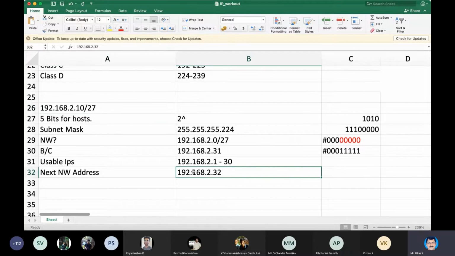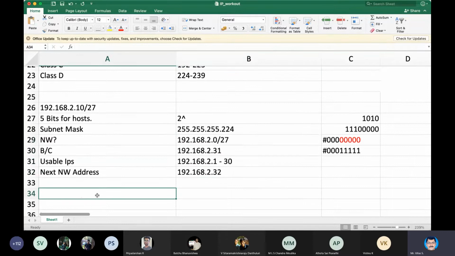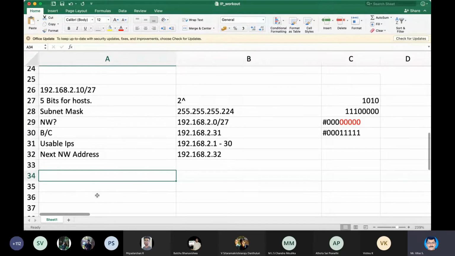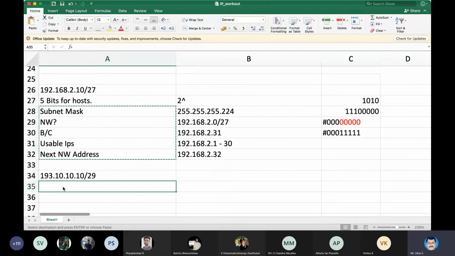Okay, now I'll give you one more question. You should not take more than 2 minutes for this, okay? Can you calculate this? I'll wait for 2 minutes. Don't take more than 2 minutes. The ideal time to complete this is 1 minute.